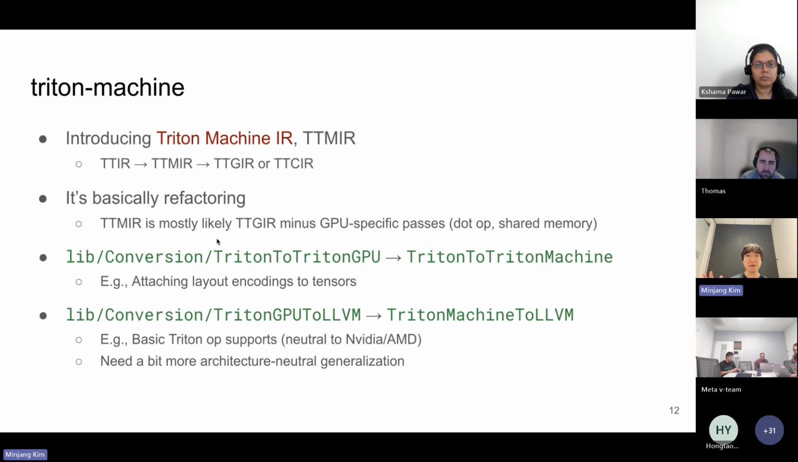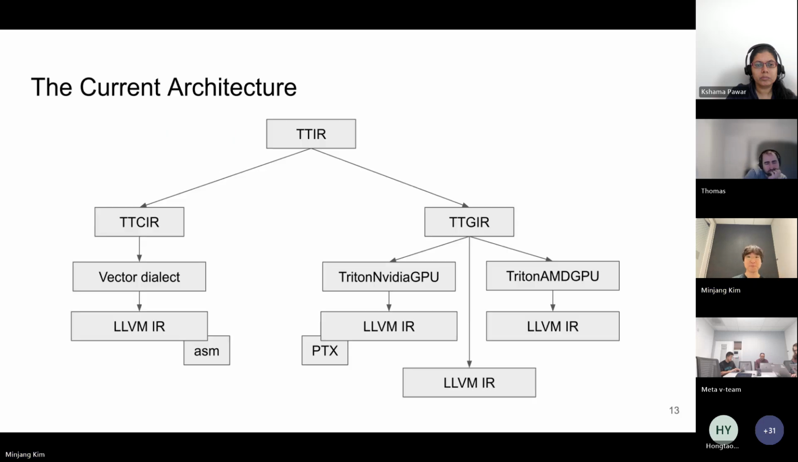It's only minus GPU-specific stuff, like the data operator or the shared memory. So yeah, at the end of the day, it's just refactoring. So here is the current architecture: TTIR, then TTGIR, and this is the GPU space, and the CPU space. So this is the current lowering scheme.